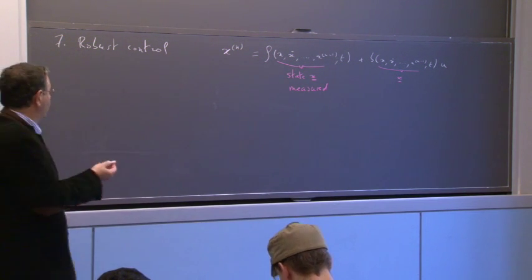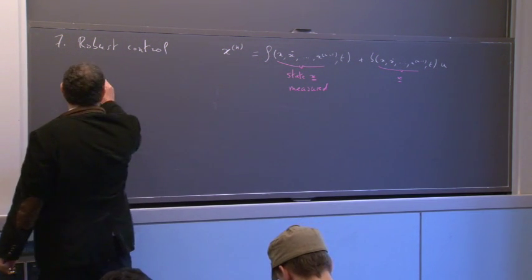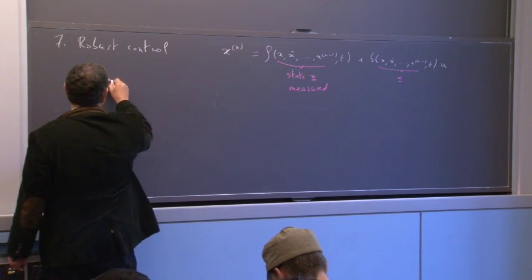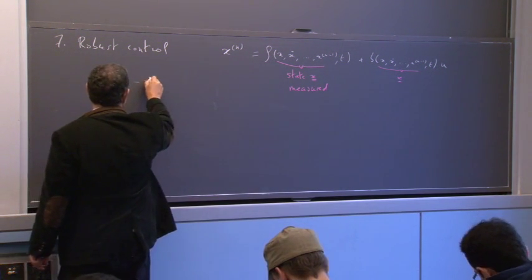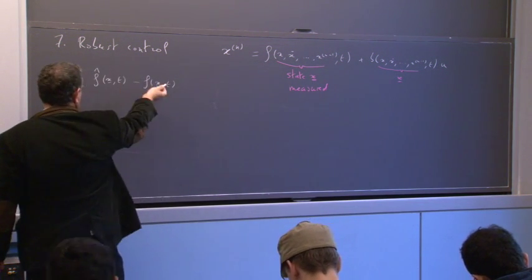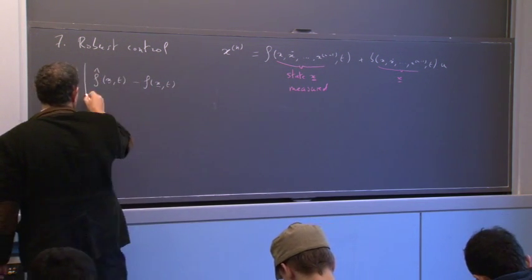So that's where we were, right? So we said basically we would assume that f of x and t is, of course, unknown, but we have a known estimate.